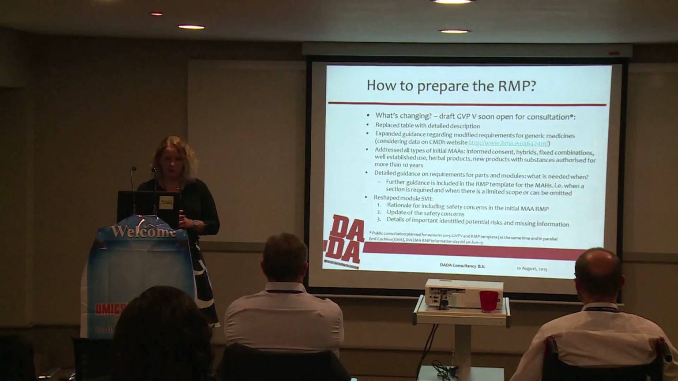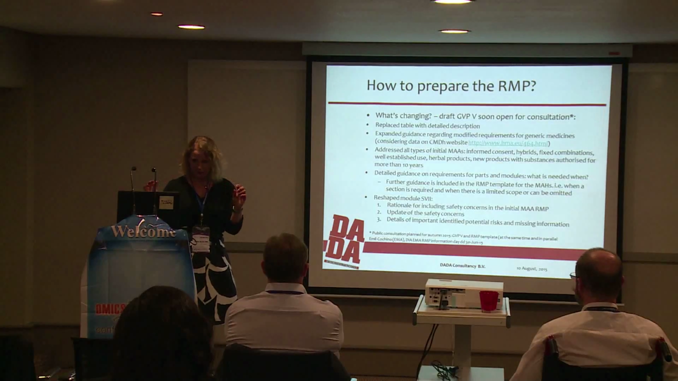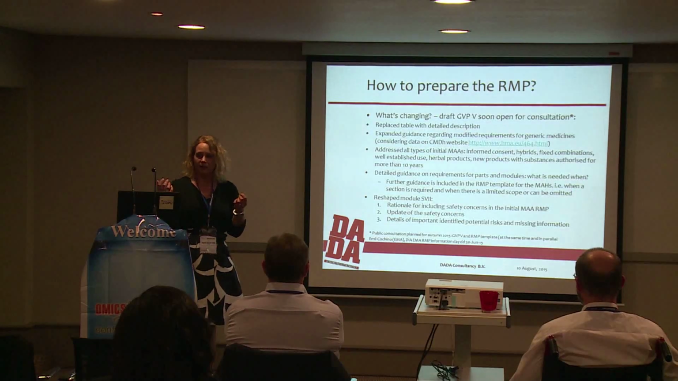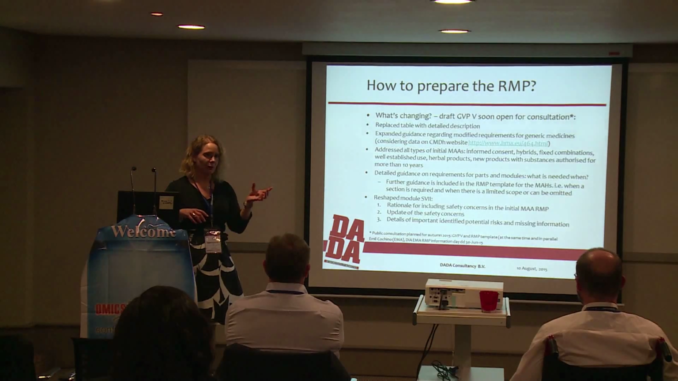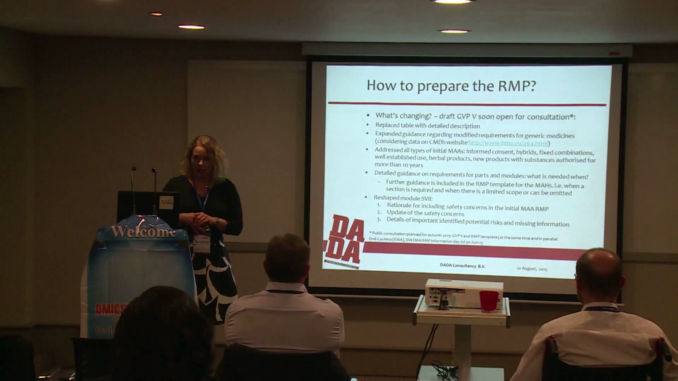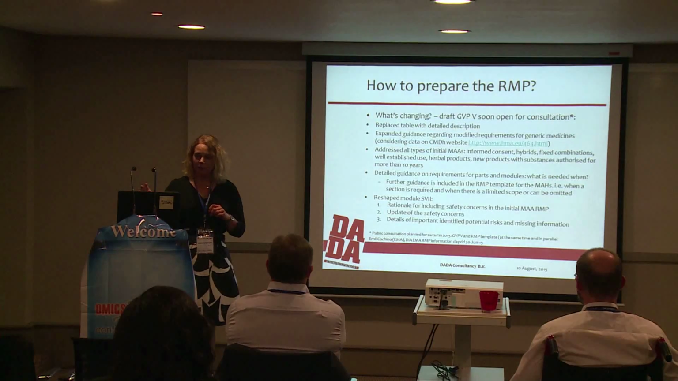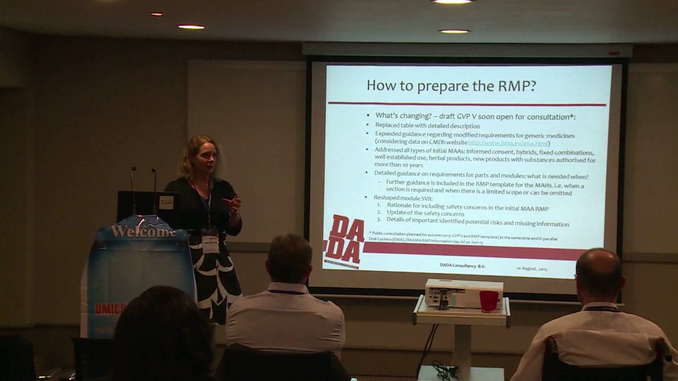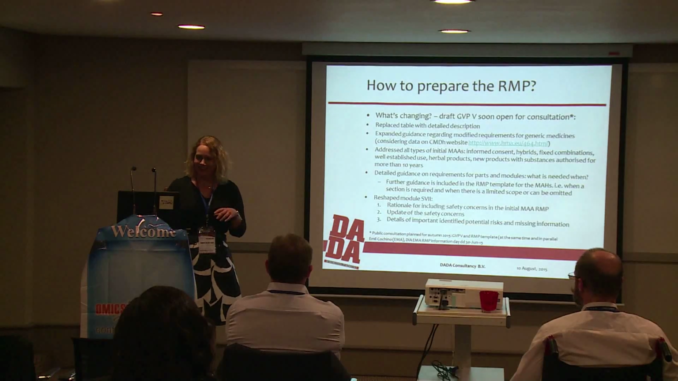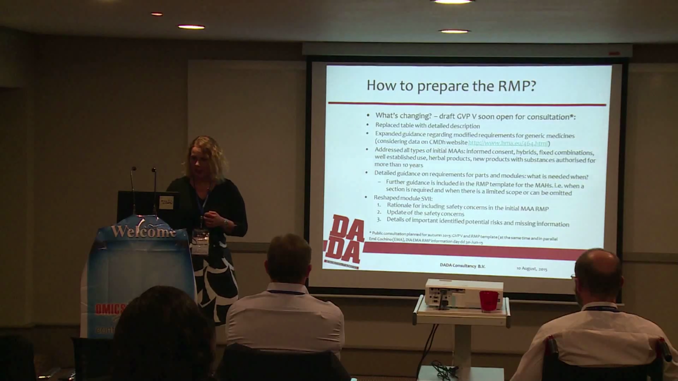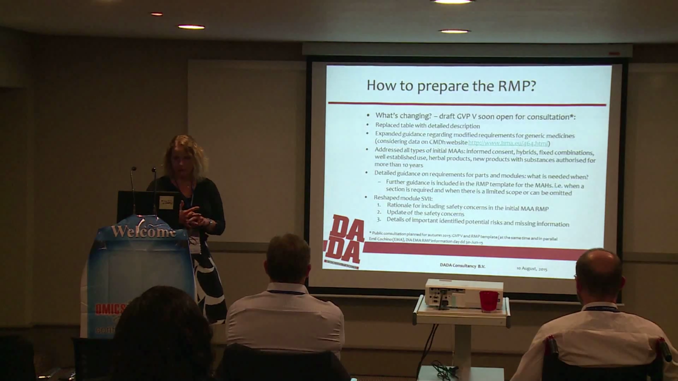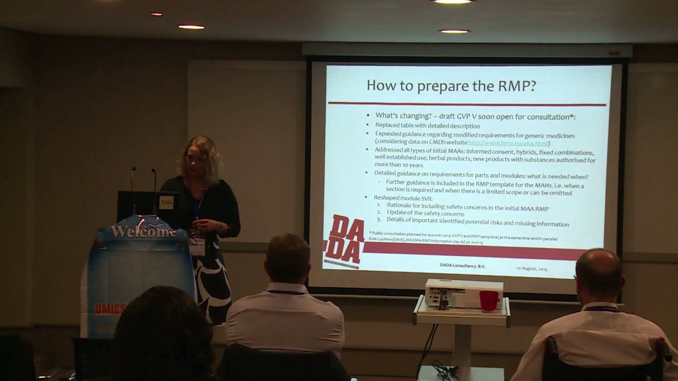And the Module SVII will be more reshaped into, I think, what we're already doing, but now it's more specified: if you decide to include a safety concern in an initial RMP, you have to provide a rationale for it. Why do you think this is a safety concern? If you provide an updated RMP, then you also need to update the safety concern. So that might be the moment when you think that a potential risk is now an identified risk, because you have enough data to prove this causal association. And also you need to provide more details of important identified and potential risks and missing information.